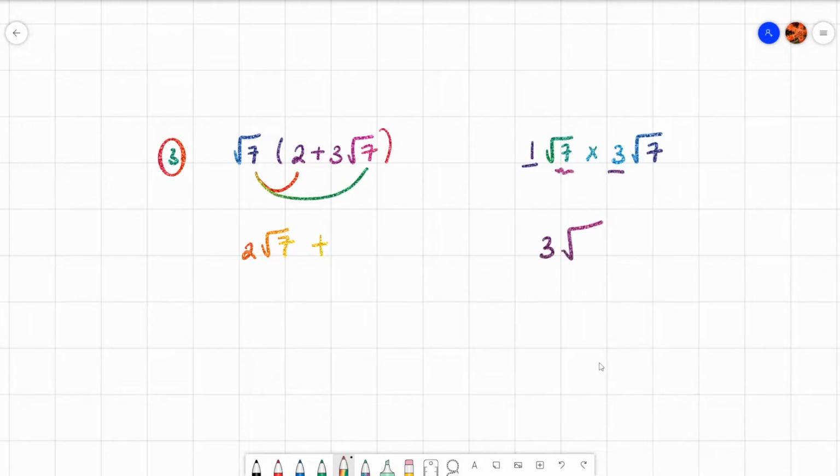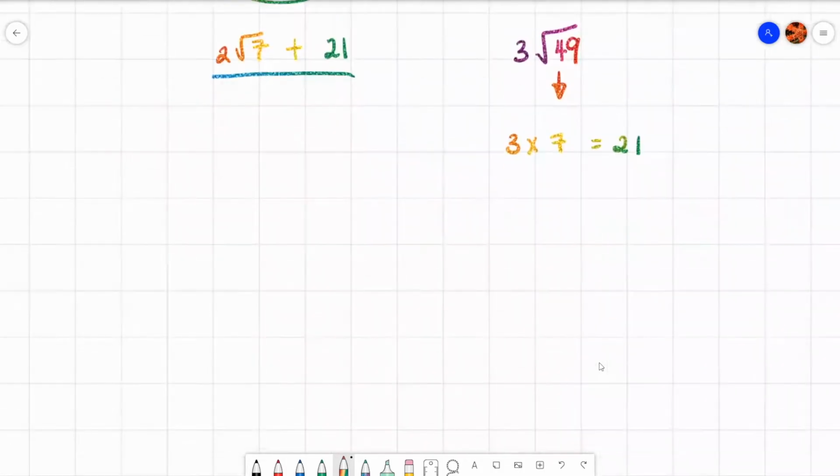And root 7 times root 7, just times the numbers together, is square root 49. But we know that the square root of 49 is 7. So 3 times 7 is 21. Okay, and that is your answer. I can't simplify that any further because square root 7, there is no square number that goes into 7, and we can't add them together because the 21 does not have a root 7 with it. Okay, let's have a look at another example.